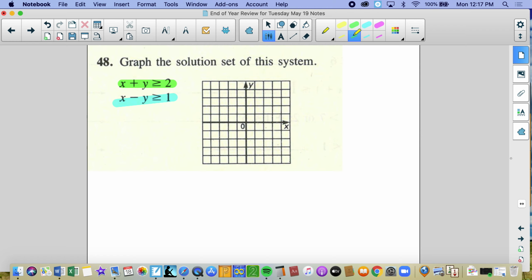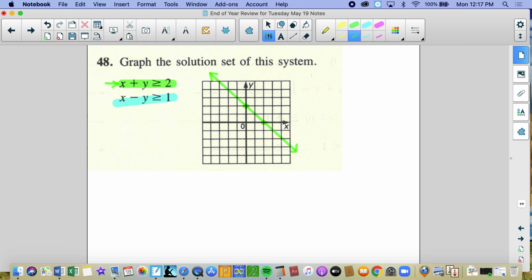So if we look at the first equation, my x-intercept is going to be 2. So on the x-axis at 2, I'm going to make a dot. My y-intercept is going to be 2. And then I draw a solid line.